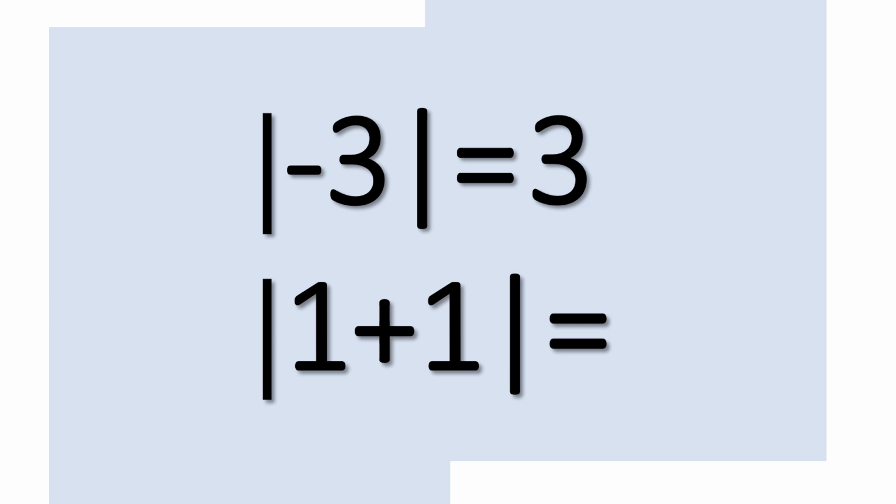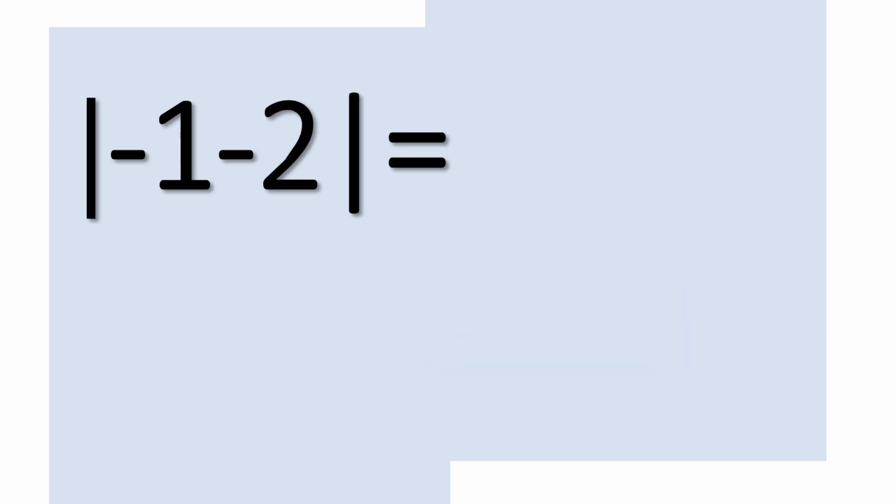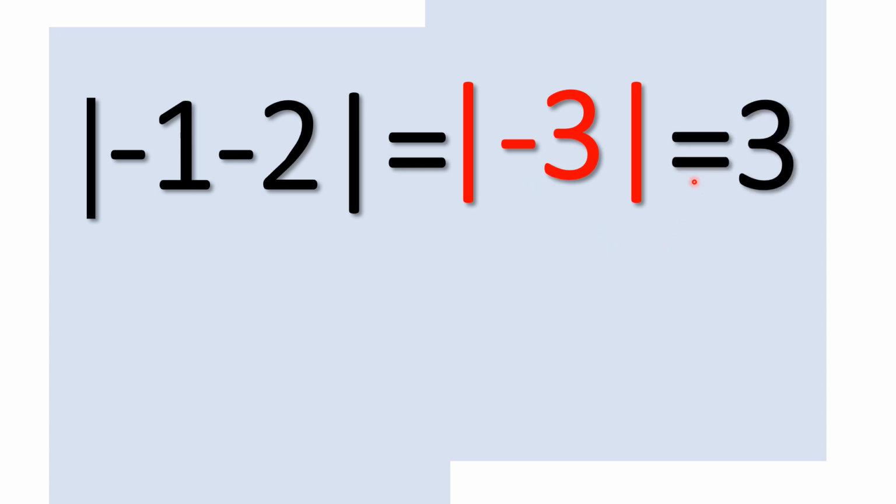What if we have this one? Make sure to find the answer, find the value of 1 plus 1, then put it outside the absolute value. So this is the absolute value of 2, which is 2. Look at this one. Find the answer inside, then put it outside the absolute value. -1 and -2, they have the same sign, so you combine. The answer is the absolute value of -3. Now you will tell me when I put it outside, it is 3.